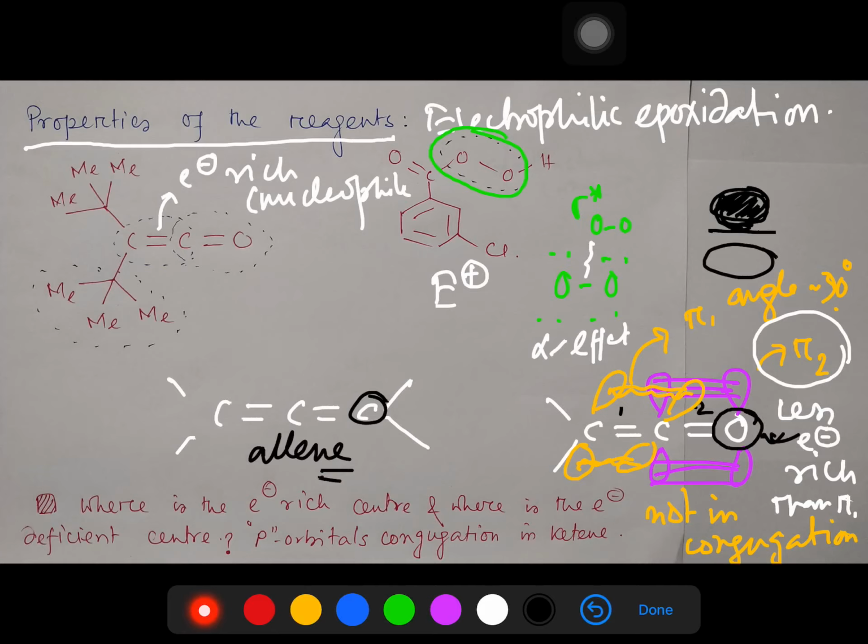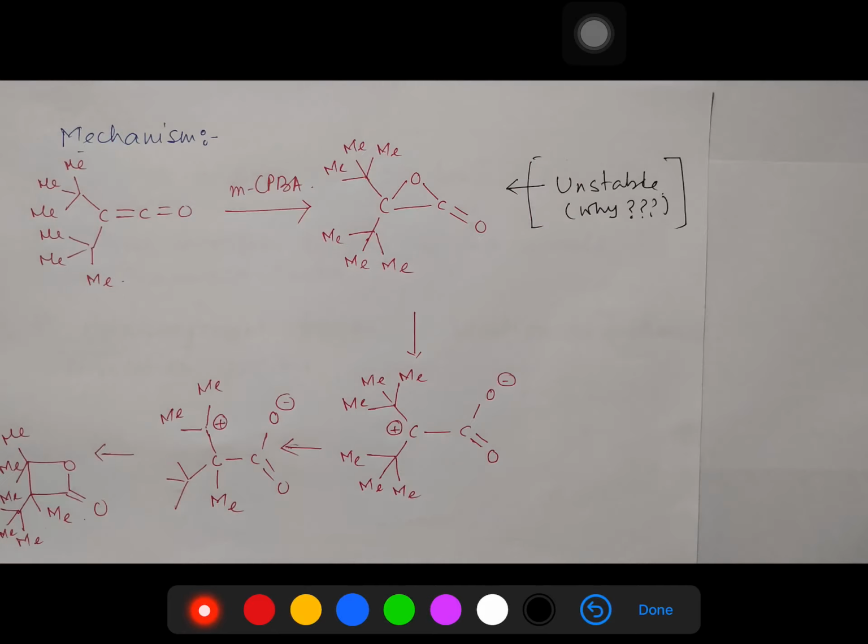Okay, so now let's go to the discussion of the mechanism, how the reaction happens. As I told, MCPBA is an electrophilic reagent, and actually the peroxo bond is important for this reaction. This is the O-O part. So what happens? The carbon-carbon double bond, the pi of this, which I discussed previously, attacks the sigma star of this O-O. Consequently, what happens?